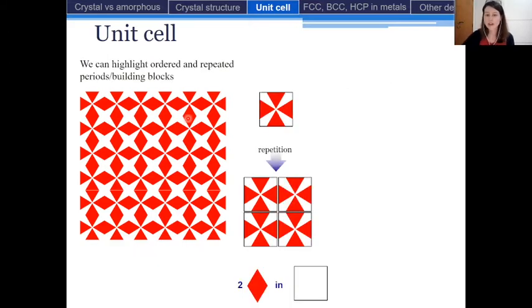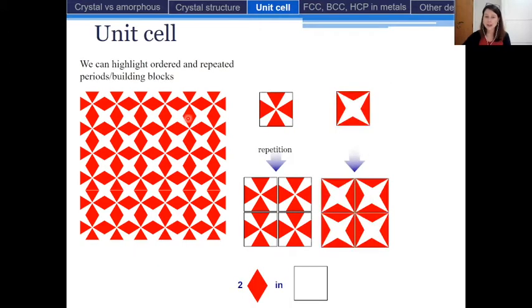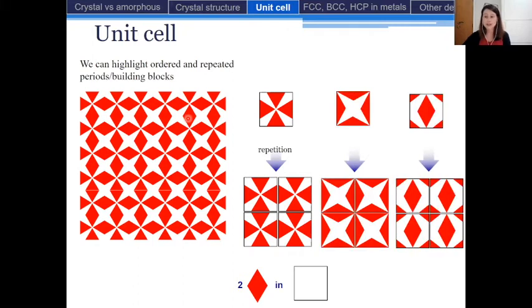Here, in fact, I can find different unit cells for this crystal lattice that are represented right here. So either you have this unit cell, or that unit cell, or that one, okay? And you can see that by translation, all of them are able to describe the whole pattern, okay, the whole geometric pattern.